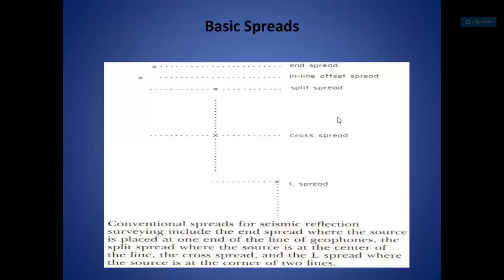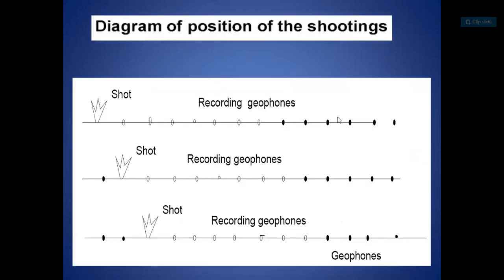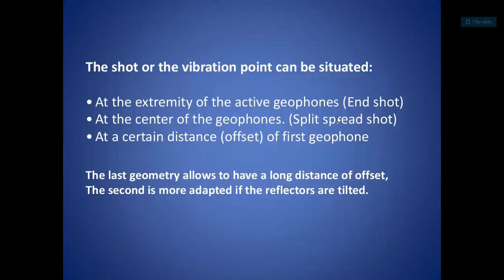So these are the basic spreads. Conventional spreads for seismic reflection. This is the diagram portion of the shooting. Shot, recording geophones.